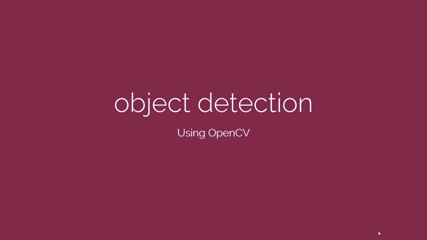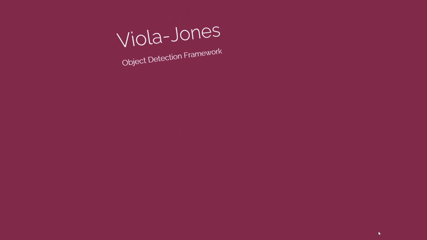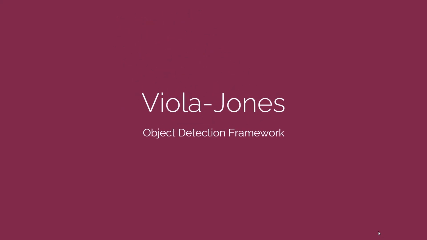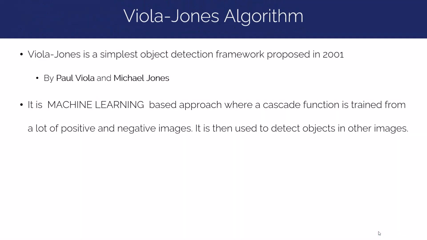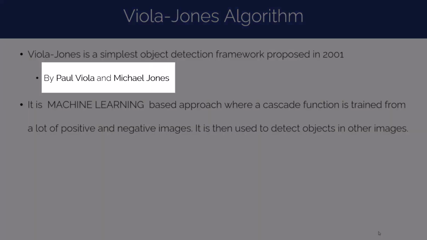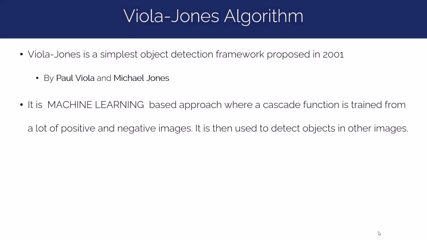Hey guys, welcome back. In this section, we will discuss object detection using OpenCV. The object detection algorithm used in OpenCV is the Viola-Jones object detection framework. Object detection using Haar feature based Cascade Classifier is an effective object detection method developed by Paul Viola and Michael Jones. It is a machine learning based approach where a cascade function is trained from lots of positive images and also negative images. Then it is used to detect the objects in other images.